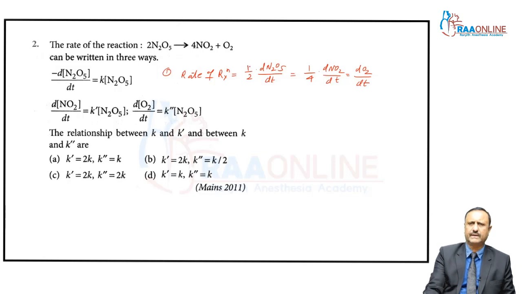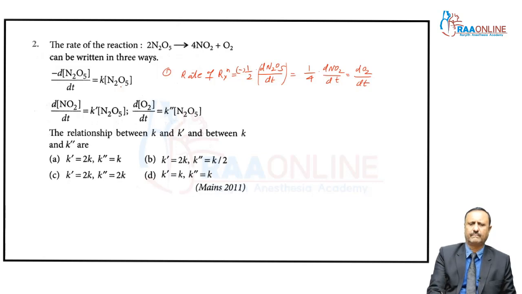My dear students, for reactants we put the negative sign, and for products a negative sign is not put. Now we can see here the rate of reaction of this. Here minus dN2O5 upon dt is equal to K N2O5. This whole is equal to K N2O5.